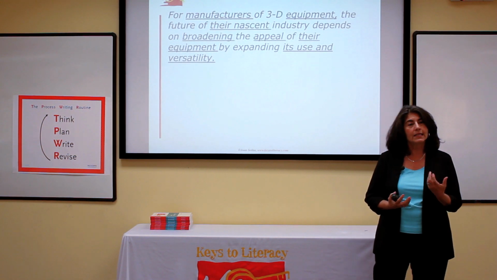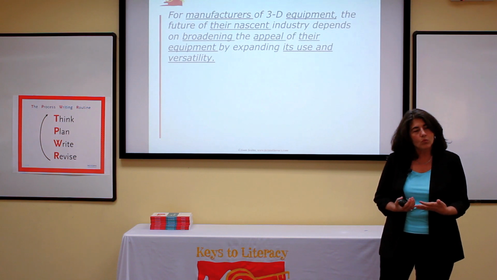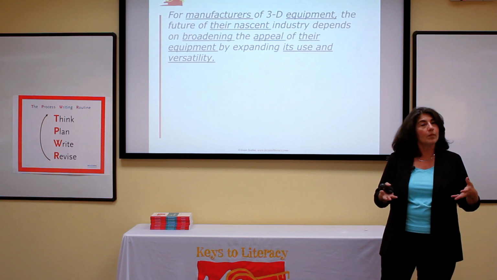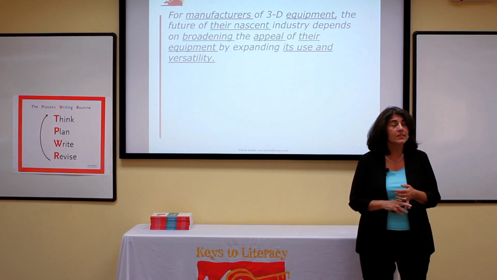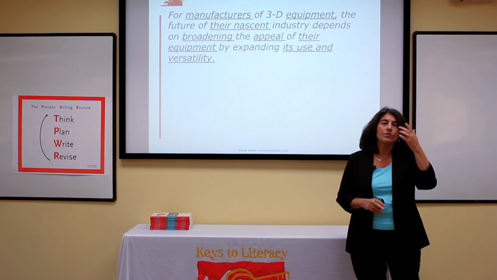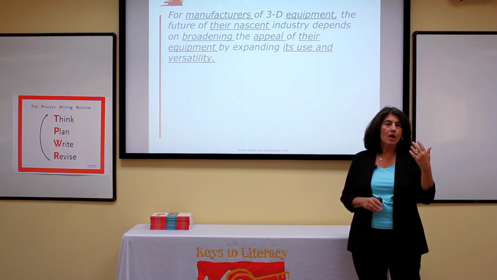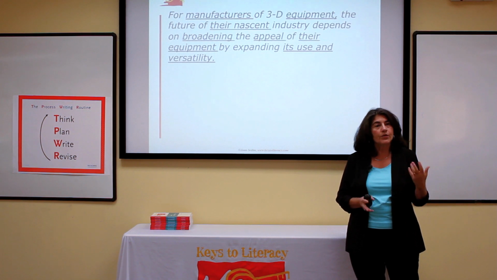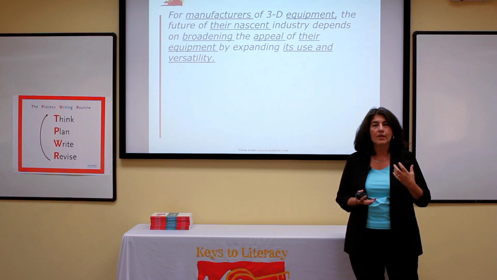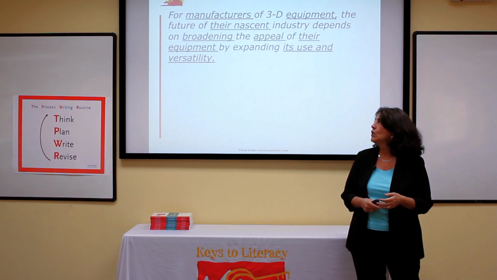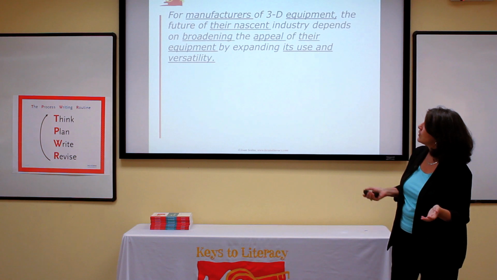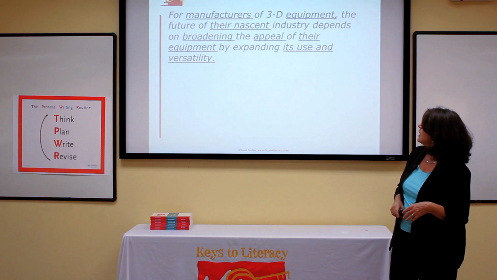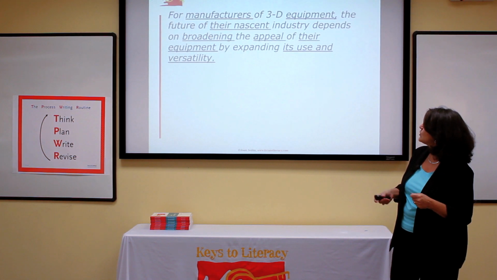So if my task is to try to write about this in my own words, there are a couple of different moves I can make that will help me paraphrase. One of the first and the simplest is to think about replacing some of the more complex vocabulary with vocabulary that's easier to understand or vocabulary that's more like the kinds of words that I use. So what I've done here is underline a few of the words: manufacturers, equipment, nascent, so on and so forth.